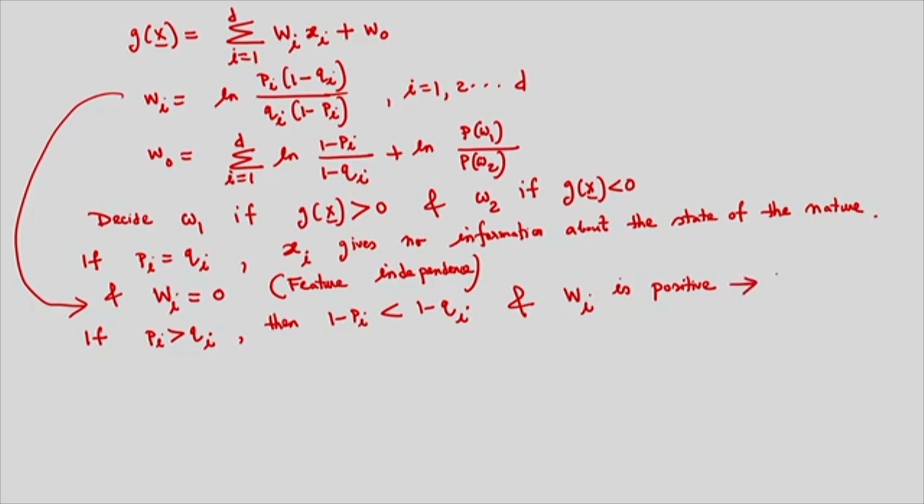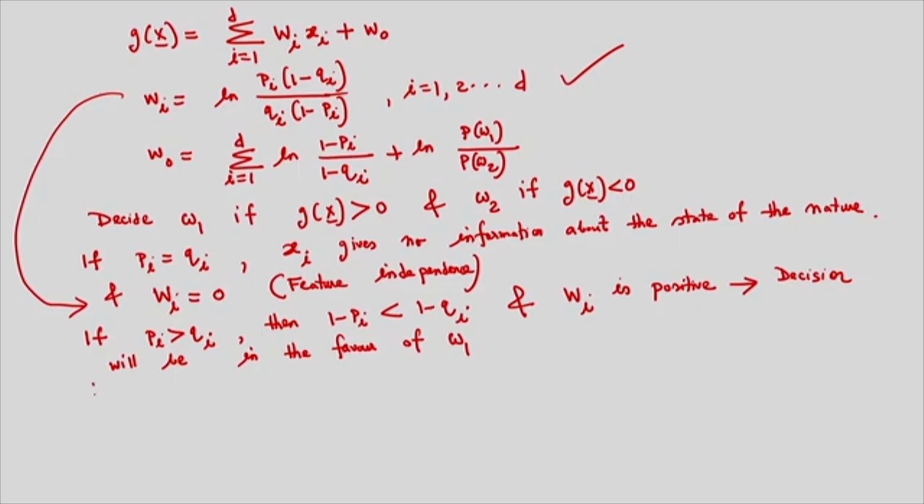So that means the decision will be in favor of omega 1. So this is the case. If pi is greater than qi, then from the expression you can see 1 minus pi will be less than 1 minus qi. Then the expression for the weight Wi will be positive, and the decision will be in favor of the class omega 1.